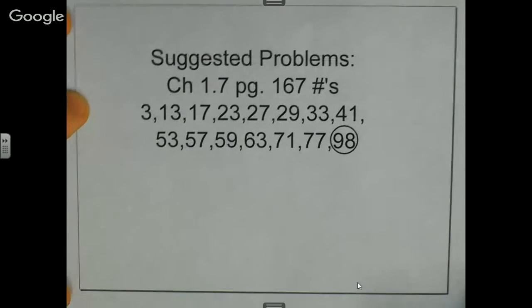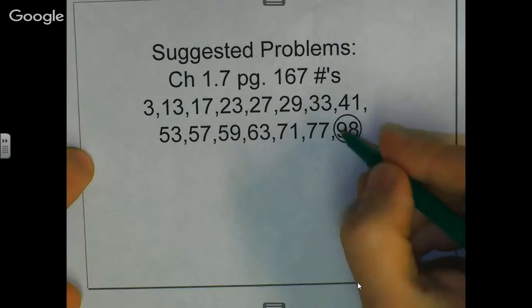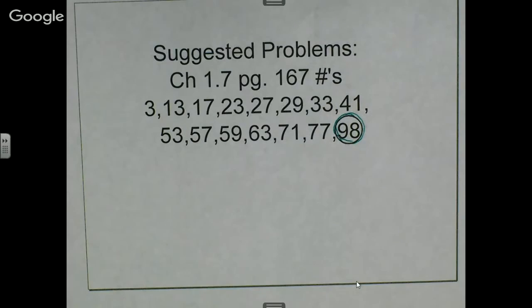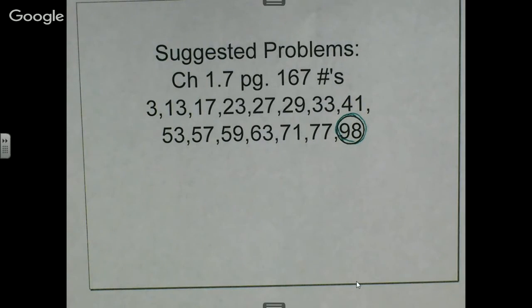So here are your suggested problems. Again, 98 is a challenge problem. So give that a try. If you have troubles and you want me to work it out for you, after school, I'll certainly do so.